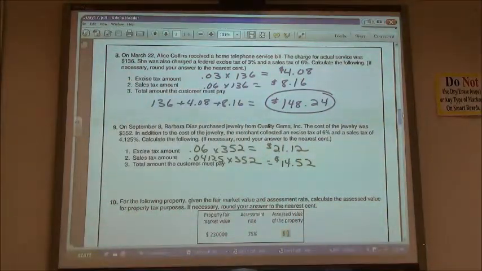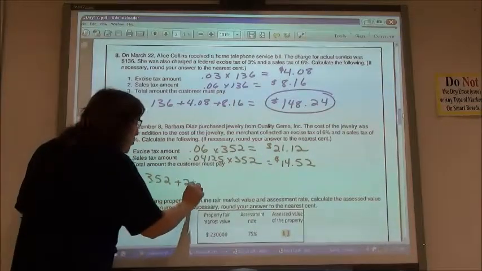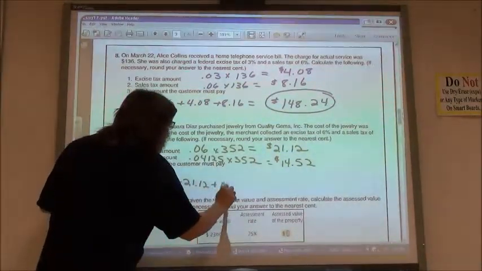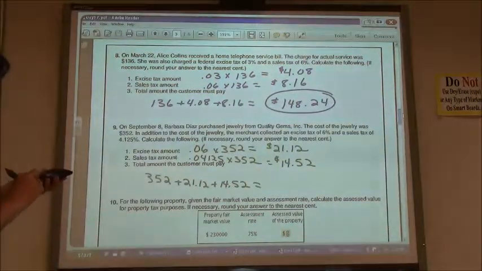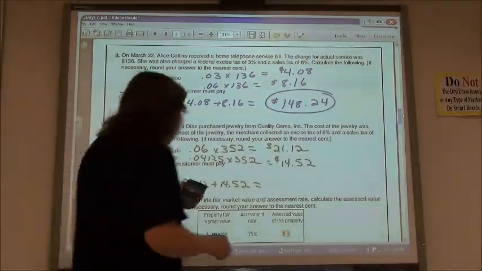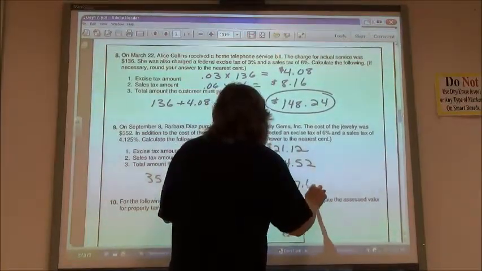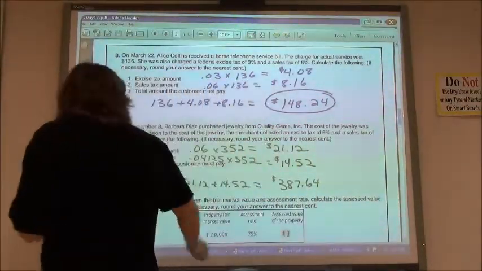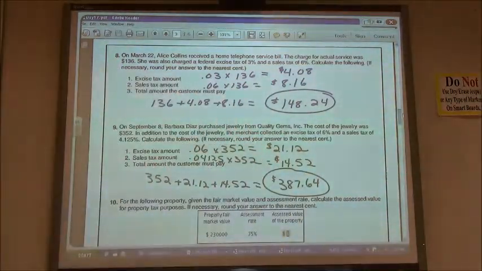I then want to find the total amount that they have to pay. So Barbara had to pay $352 plus the $21.12 plus the $14.52. So if I add all those up, $352 plus $21.12 plus $14.52 gives me $387.64. So $387.64 would be the total amount that she'd have to pay.